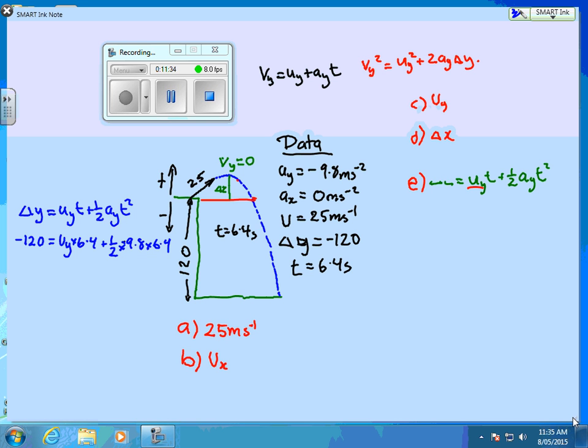So you're going to end up with uy equals, well, I can write it out like this: minus 120 minus 1/2 times minus 9.8 times 6.4 squared, all over 6.4.